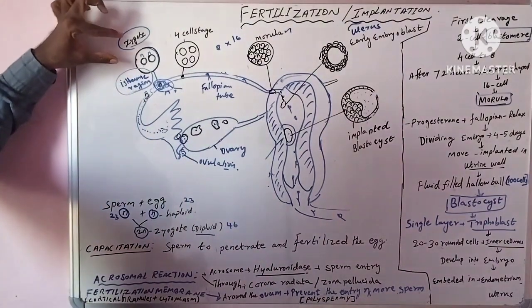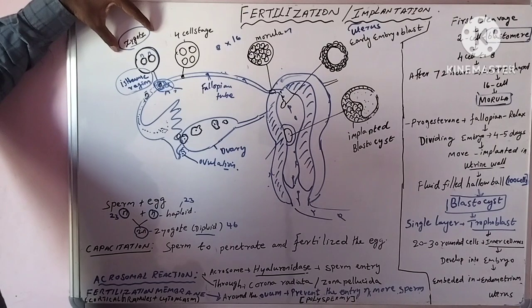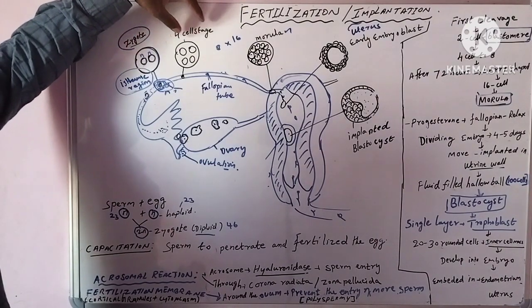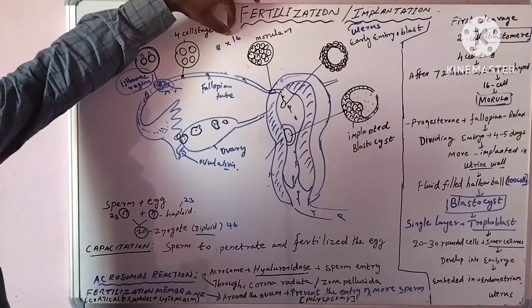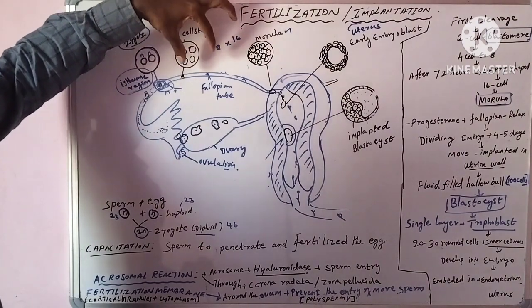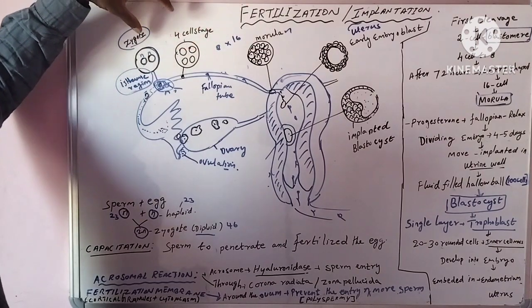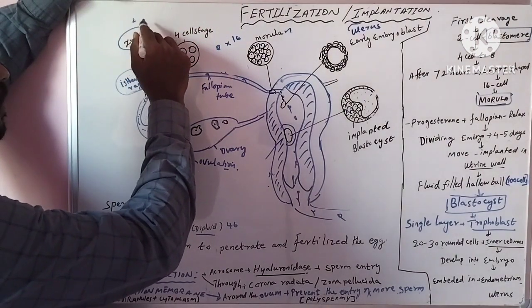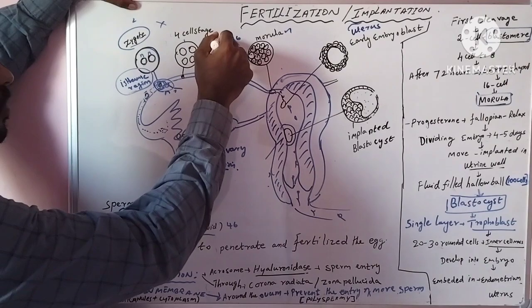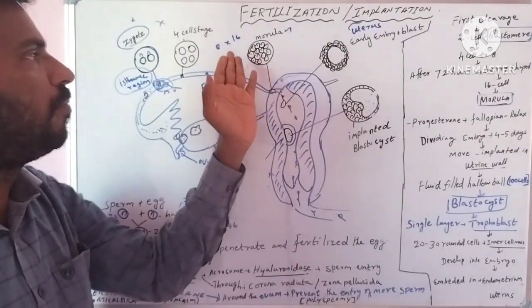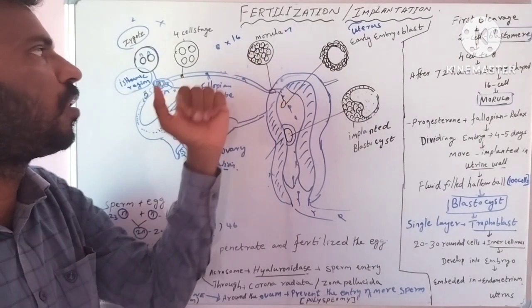Okay. Now the zygote will form. The zygote divides into the 4 cell stage. The 4 cells divide into 8. 8 divide to form 16. It is mitotic cell division. It occurs during mitotic cell division. The 2 cells divide into 4, 4 into 8, 8 into 16. After that they form one solid ball structure that is called morula.